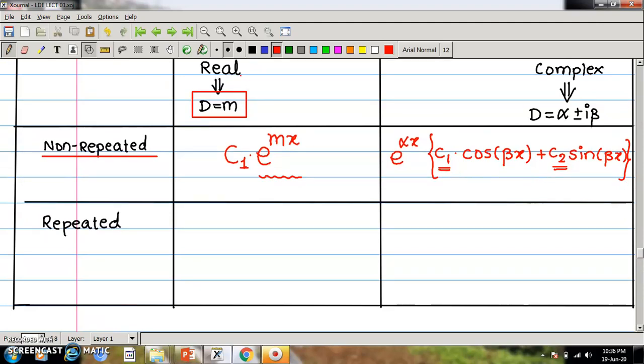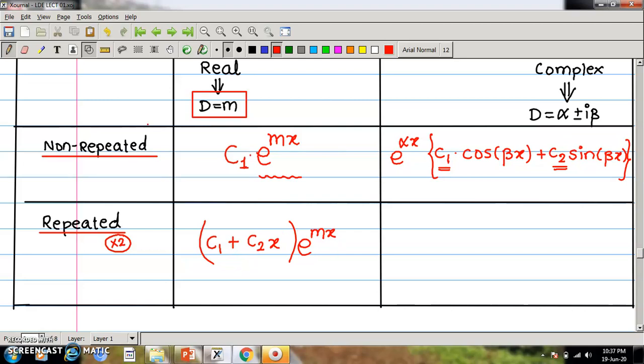Now we go to the next case when our roots are repeated. So for the time being we consider our root is repeated 2 times. Then since the nature of the root is real, the complementary function will contain an exponential term, and the multiplicity of the root is specified by the number of constants. Since this root is repeated 2 times, we take a linear combination of 2 constants in increasing powers of x. We can consider c1 plus c2x or c1x plus c2.